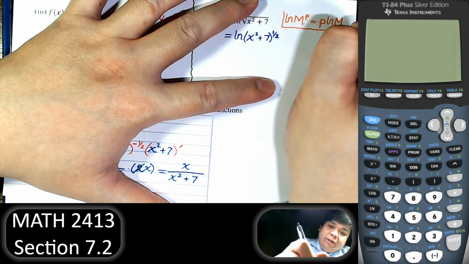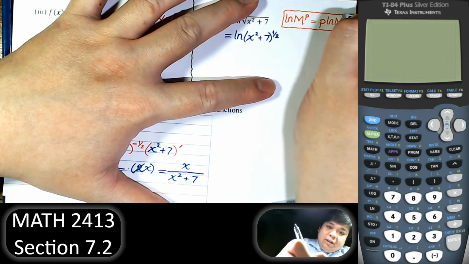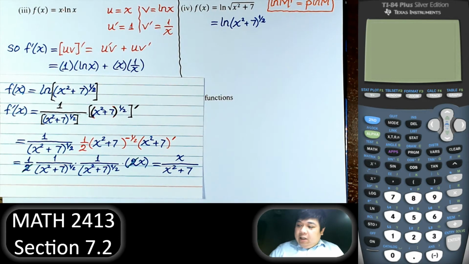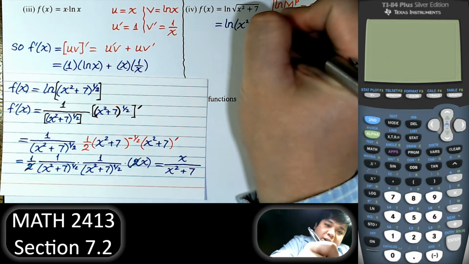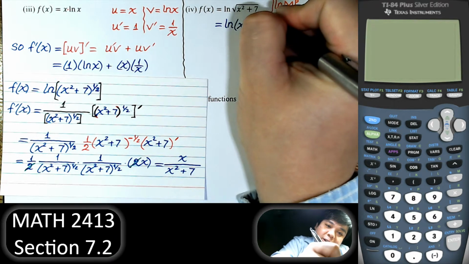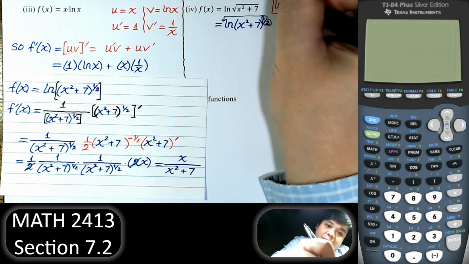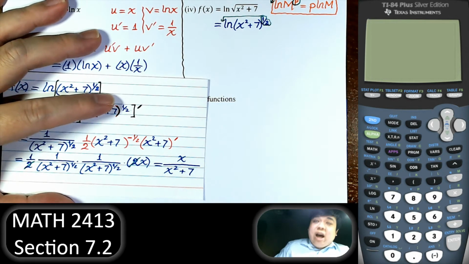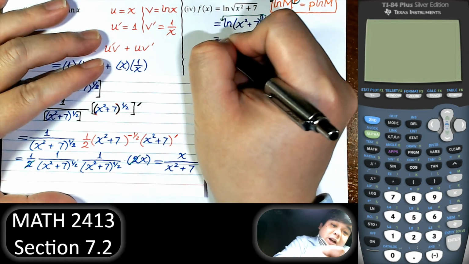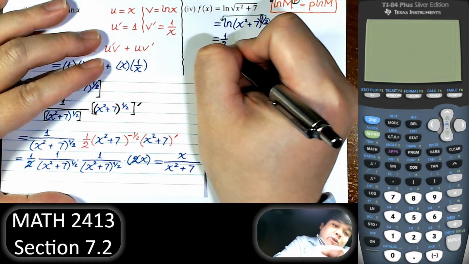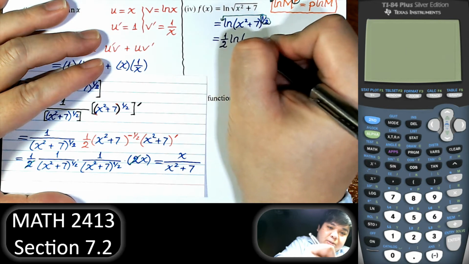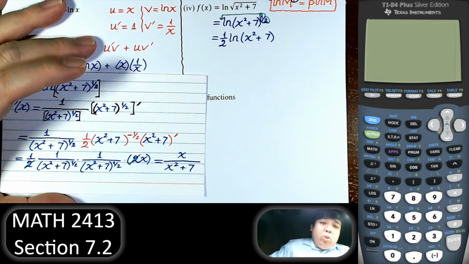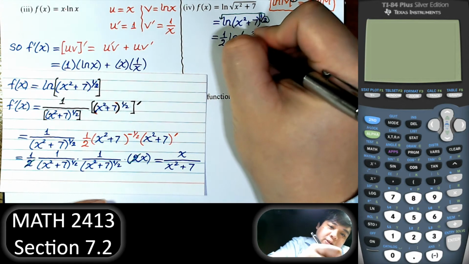And now we have that. So in which case, we can take the 1/2 power outside. And doing that, the chain rule will be a lot easier to do. We only need to do one chain rule. Yeah. So we still have ln of that bracket.